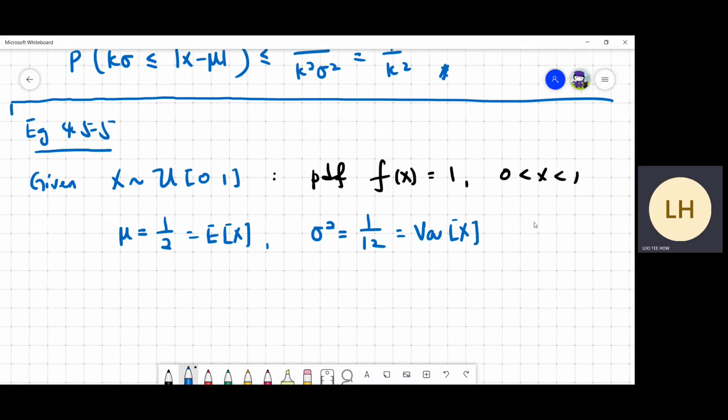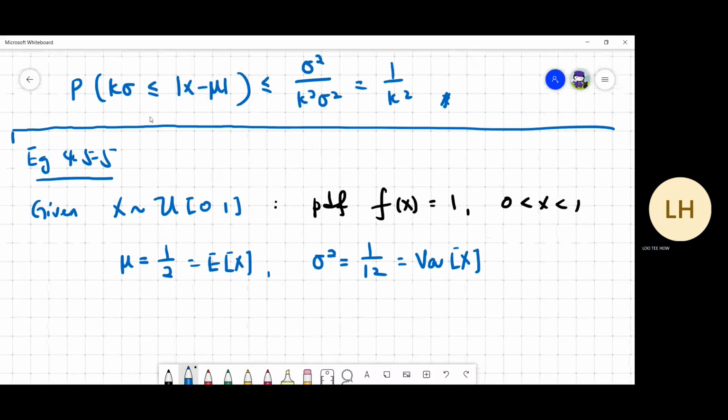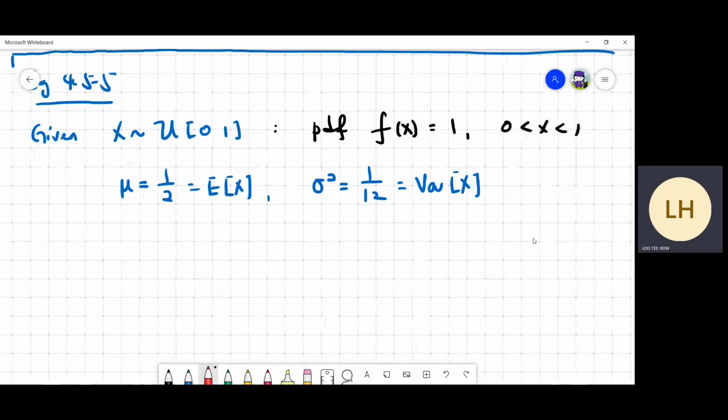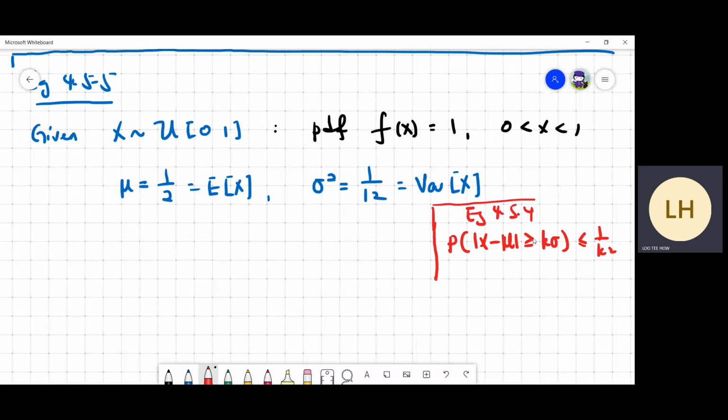So again, this is the inequality that we had just now. In our previous example, maybe I can state the inequality over here. That is P of modulus x minus mu greater or equal to k sigma will be less or equal to 1 over k squared. So this is actually from example 4.5.4. We are going to apply this inequality to this case here.